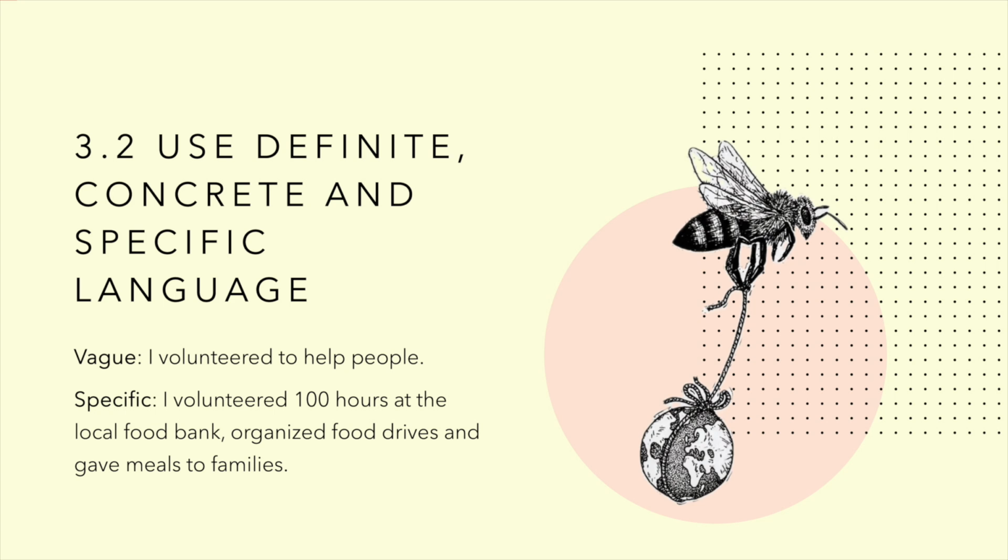Here the writer says, "I volunteered to help people." That's nice, but it's vague. What kind of volunteering? Who did you help? How much time did you spend? Without details, the statement doesn't stand out or make much of an impact. Now, here's how you can make it more specific and powerful.